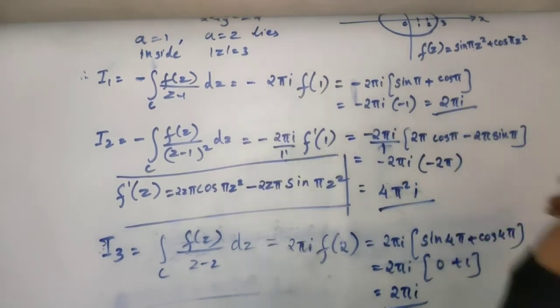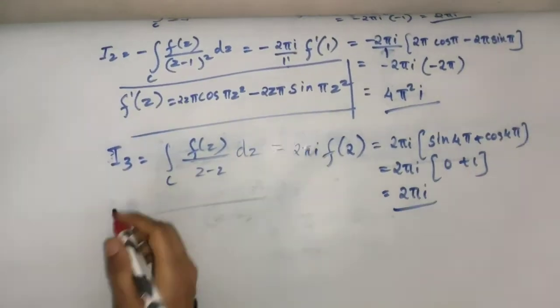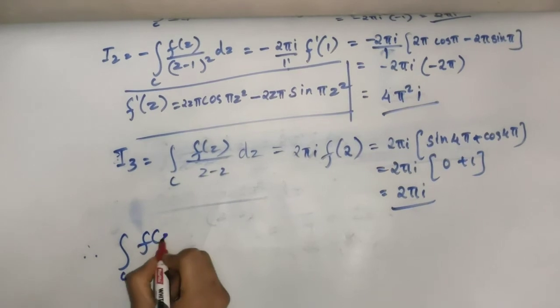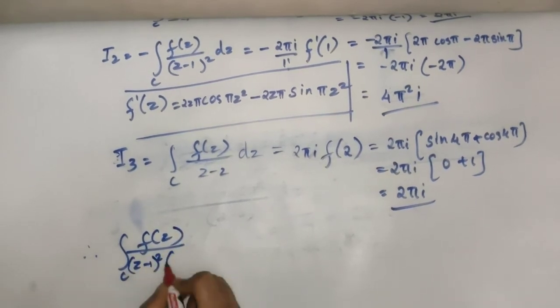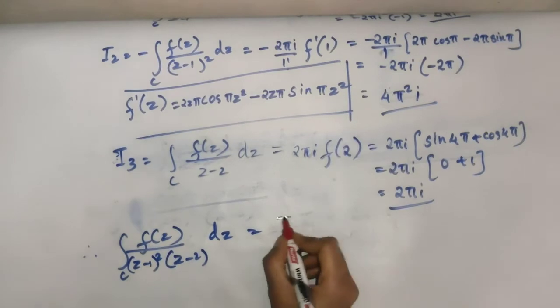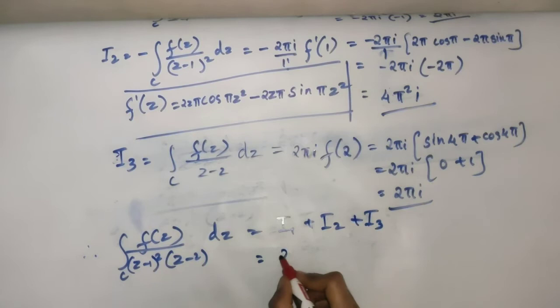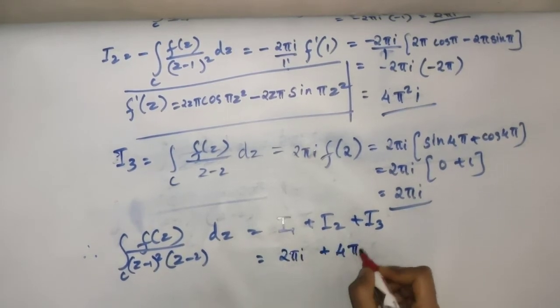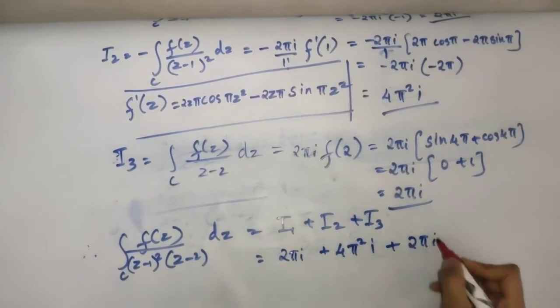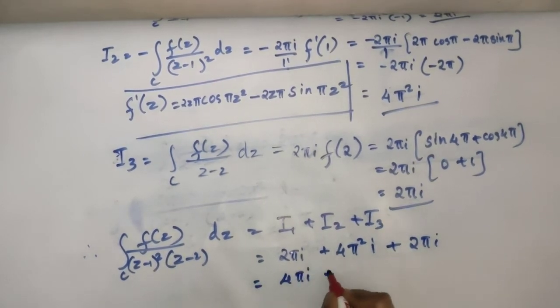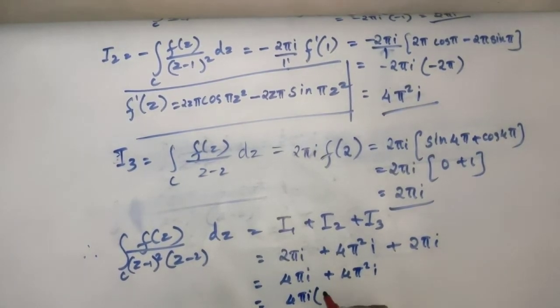So you have got all these values. We will substitute in the final answer. Therefore, the integral over the curve C, f of z divided by z minus 1 whole square into z minus 2 dz, we had taken it to be I1 plus I2 plus I3. I1 we have got to be 2 pi I, I2 is 4 pi square I, plus I3 is 2 pi I. Together, it will be 4 pi I plus 4 pi square I. I can take 4 pi I common. So what you are left with? 1 plus pi. So this is the complete solution for the first curve.